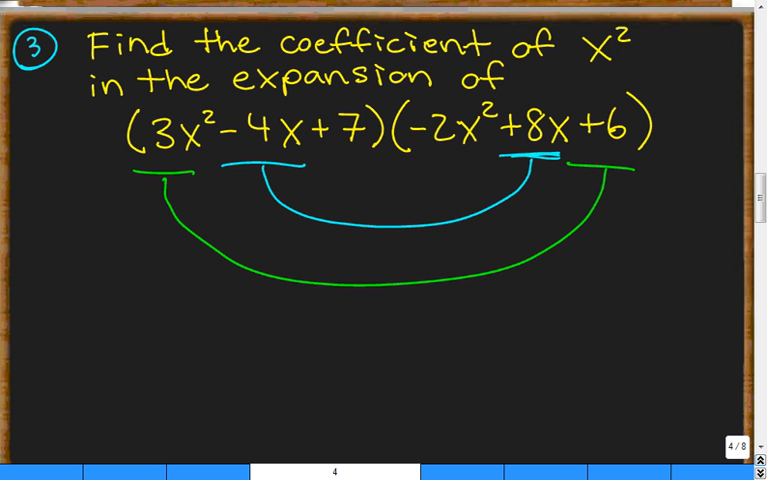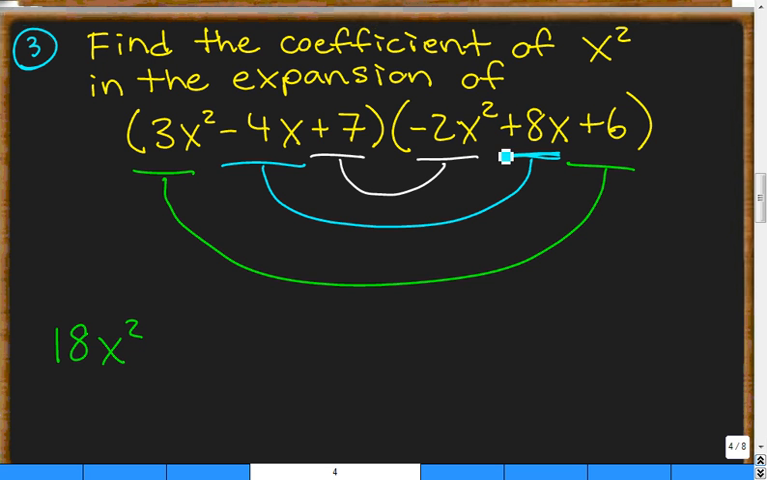So we can be a little more efficient this way. And then the 7 would need to multiply by something involved with x squared. Well, the only thing involved with x squared in the other term is negative 2x squared. So we're going to put all of these together, and that will end up giving us our coefficient that we're looking for. Well, for the green, we've got 3x squared times 6. That's going to make 18x squared.